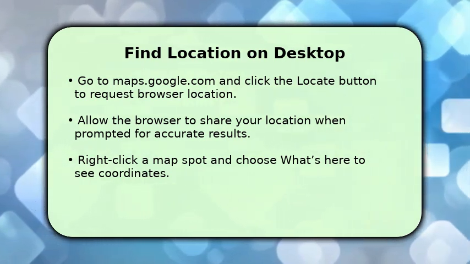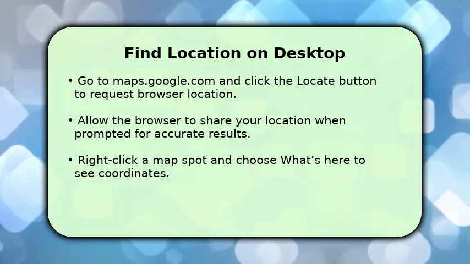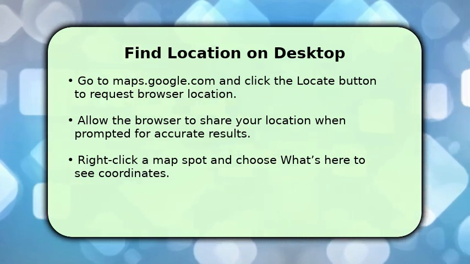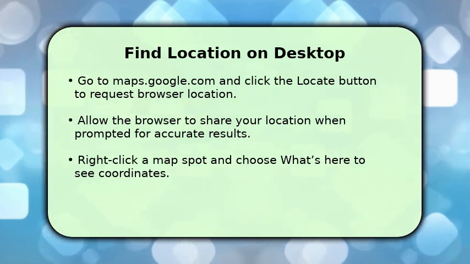If location is off, update browser permissions in Settings or Preferences. To get coordinates, right-click a map spot and choose What's Here from the menu. You will see latitude and longitude displayed and a small info card with the address.